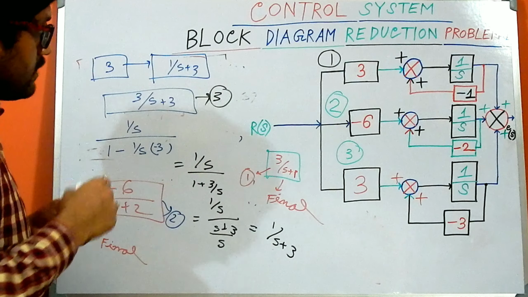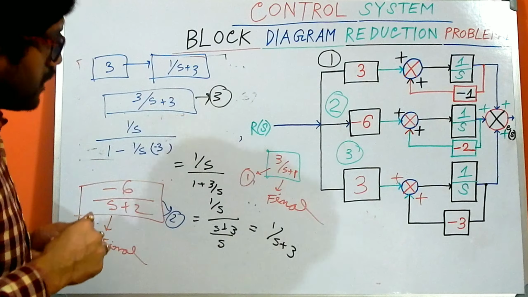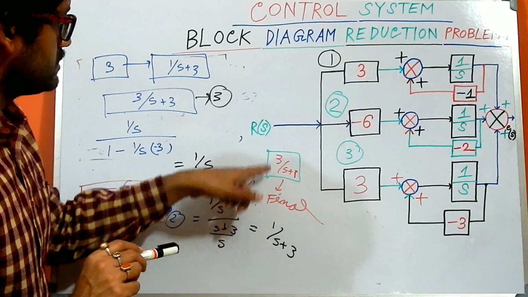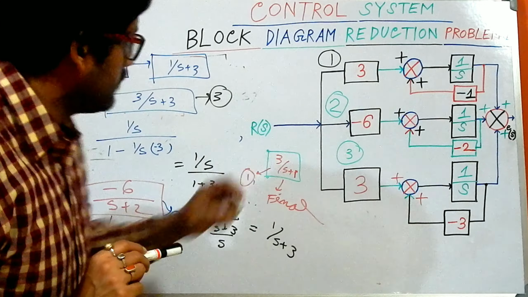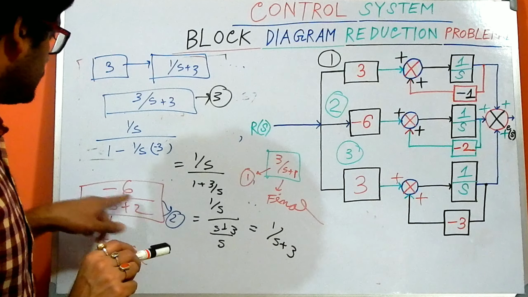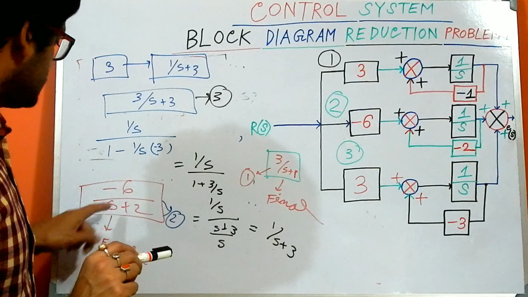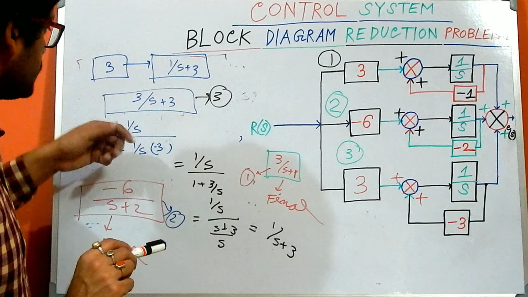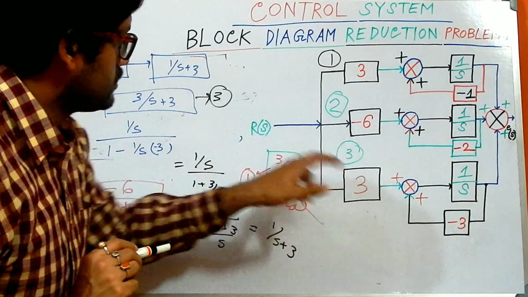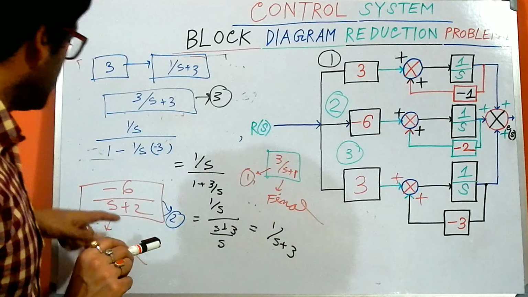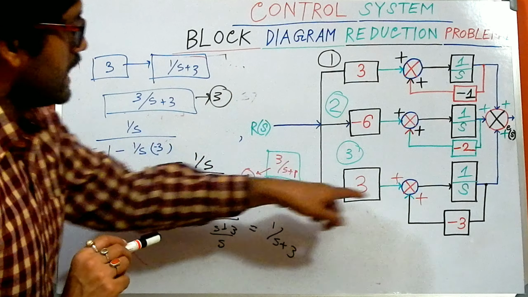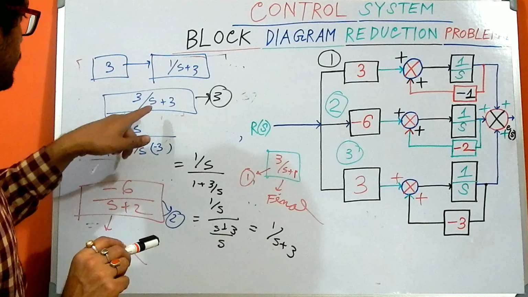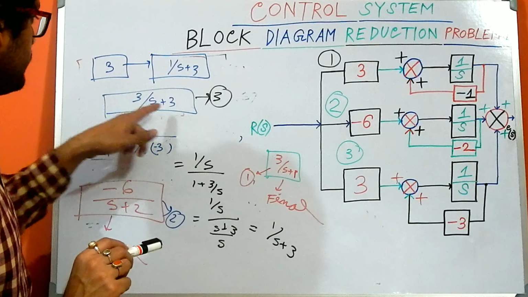So for line number 1, the transfer function block is 3 divided by s plus 1. For line number 2, the response is this one, minus 6 divided by s plus 2. Here the transfer function is minus 6 by s plus 2. And for line 3, the response is, or the block is 3 divided by s plus 3.